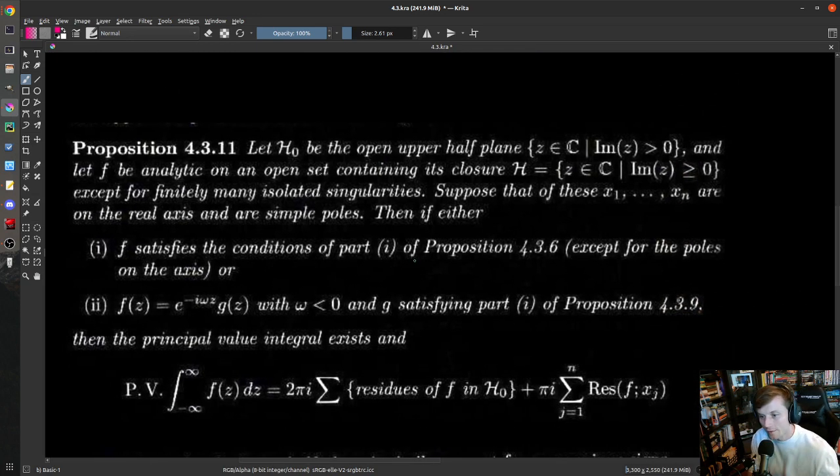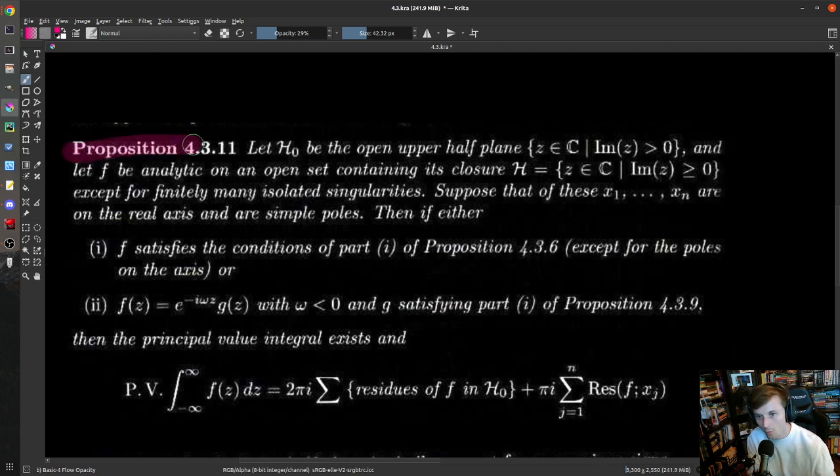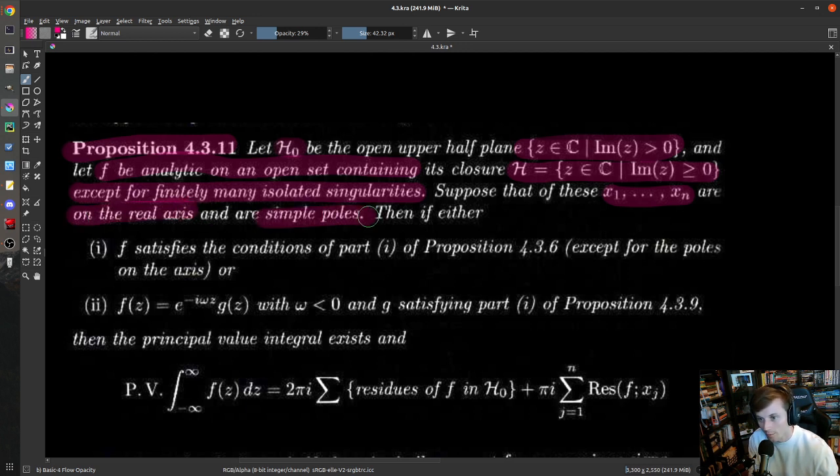Okay, so let's state the result and then we can do an example of how to use it really quick. Proposition 4.3.11: let H0 be the open half plane. So this is the half plane except for the real axis, right? It's everything above it, but not on the real axis. We'll let f be analytic on an open set containing its closure, the closed half plane, which is what we were dealing with before, except for finitely many isolated singularities. Suppose that x1 through xn are on the real axis and are simple poles. It's kind of a specific case.